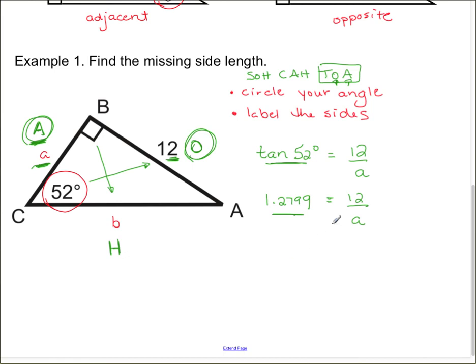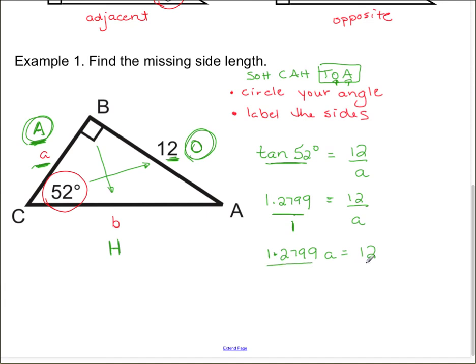And then we've got 12 over a. Now remember, when you're cross multiplying or solving by comparison or whatever, I like to do cross multiplying in these. If there's no number underneath a number, like say you just have one number that's not a fraction, you can always put it over 1. So now I'm going to actually use the cross multiplying approach on this one and say that this number times a, which is going to give me 1.2799, a is going to equal 12 times 1, which is just 12.